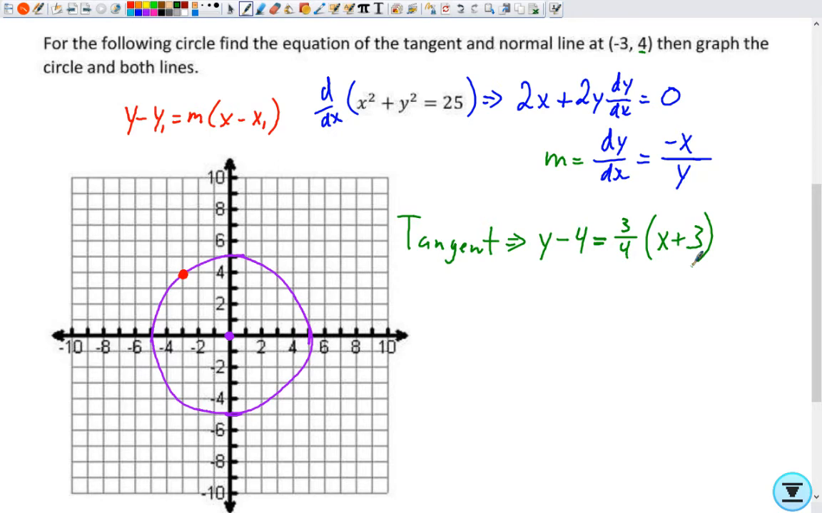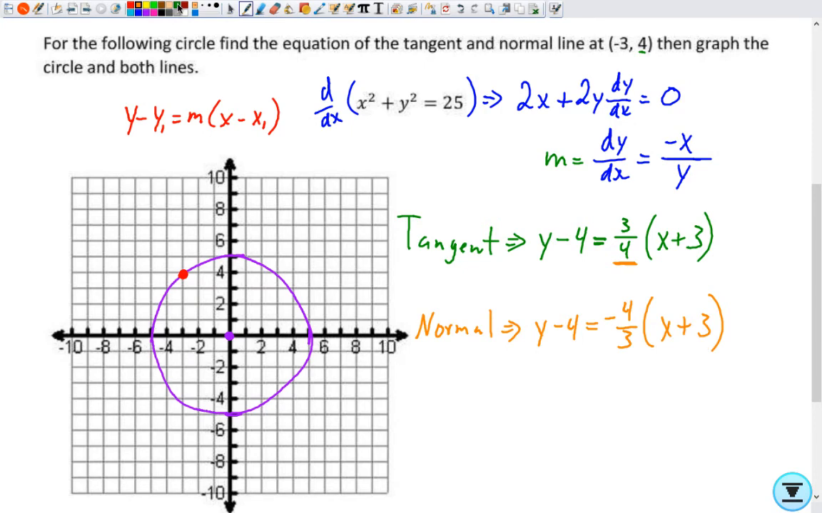And then for our normal line, which is the same equation, y minus 4 equals, but then the slope is the opposite of the tangent's. It's this one, but we change the sign, so it's going to be negative, and we take the reciprocal, so it's negative 4/3, times (x plus 3). So again, both of these have the same point, (-3, 4).